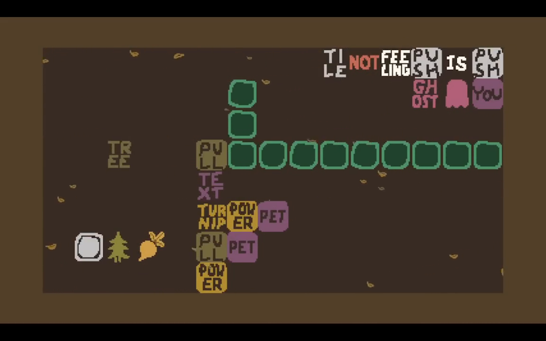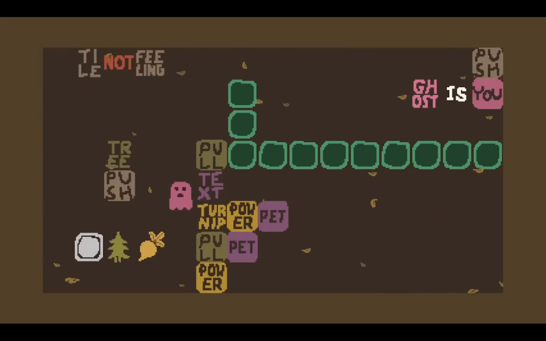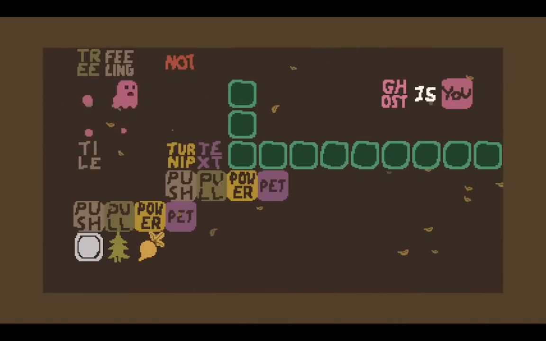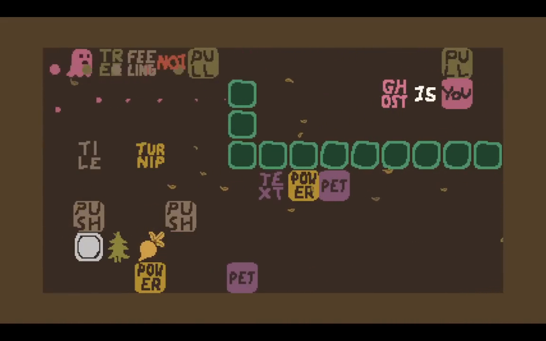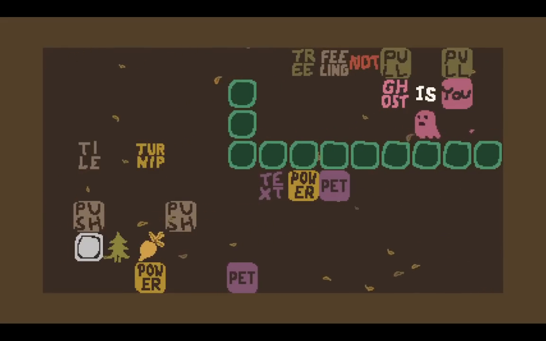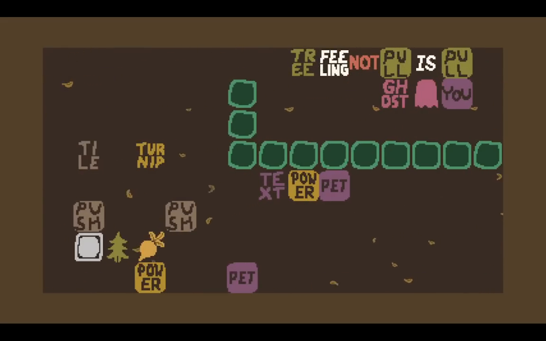There. Oh, it didn't work? Damn it. Or maybe it's not ordering spaghetti. I'm just gonna restart. Instead, tree feeling not pull is pull. No, where's the infinite loop here?